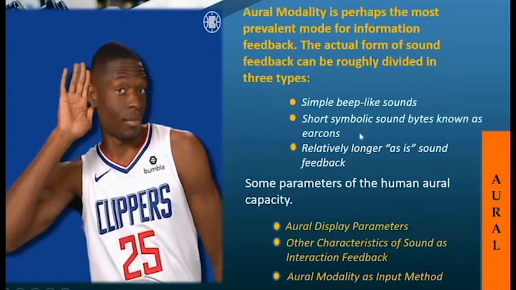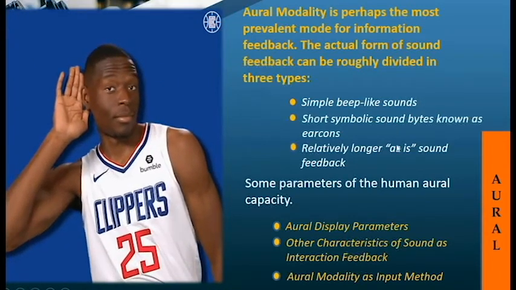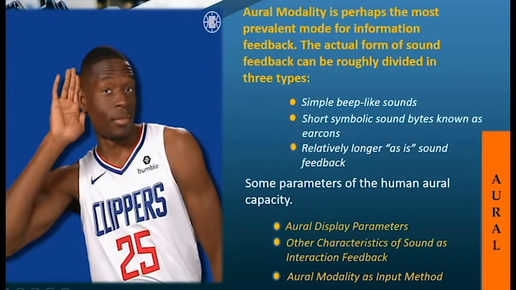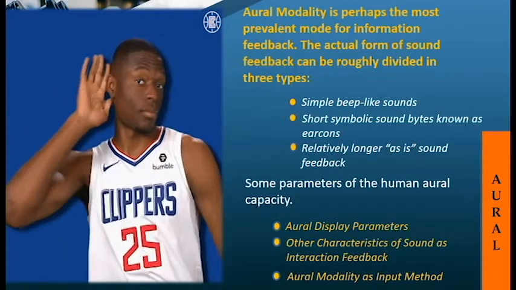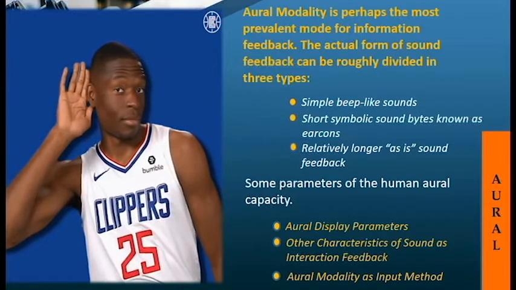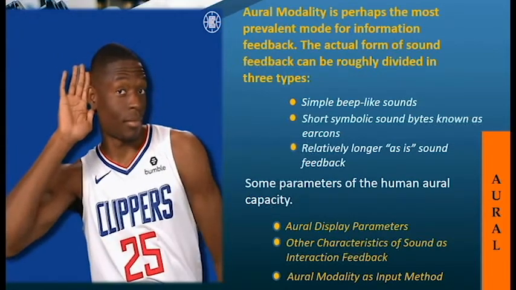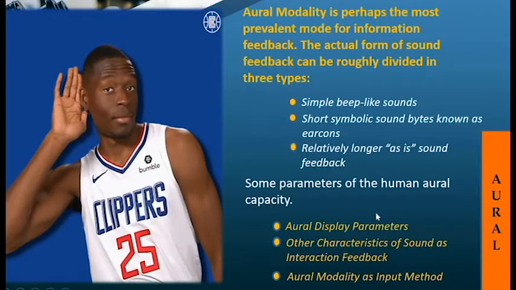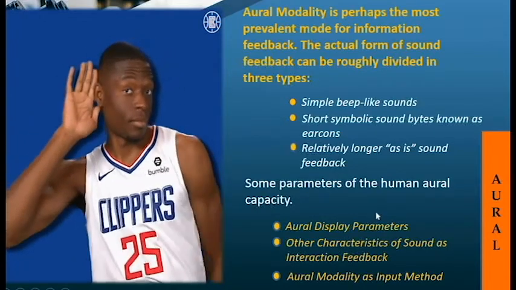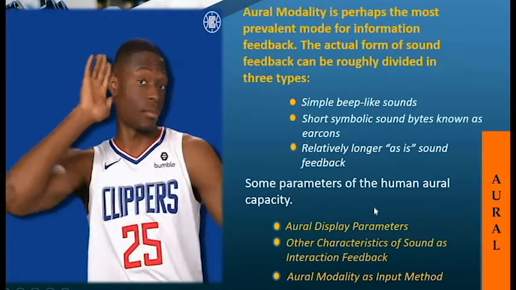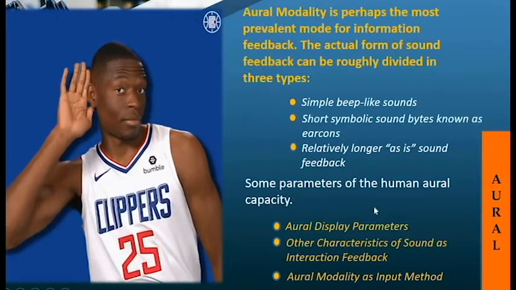As we did for the visual modality, we will first go over some important parameters of human oral capacity and the corresponding oral display parameters. We also have the oral display parameters, other characteristics of sound as interaction feedback, and the oral modality as an input method.